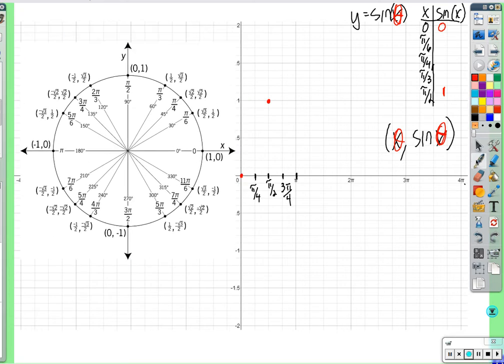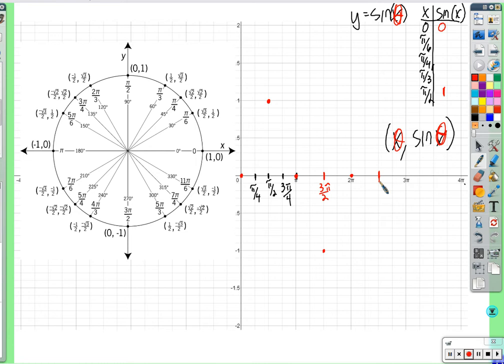Okay, so the sine of pi, if we come over to pi, sine is zero, like Tucker said. What angle is this? 3 pi over 2. We got a half and another half and another half. That's 3 halves of pi, 3 pi over 2. What is the sine of 3 pi over 2? Negative 1. Sine of 2 pi? 0.